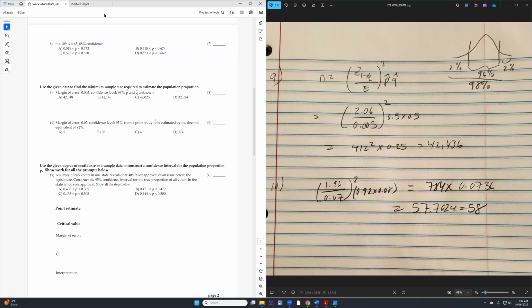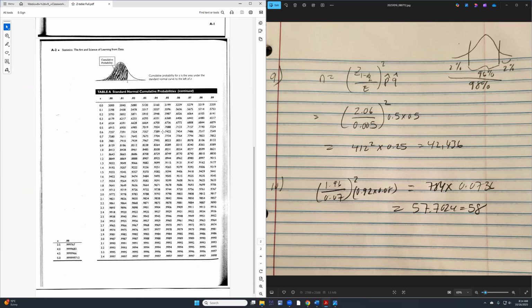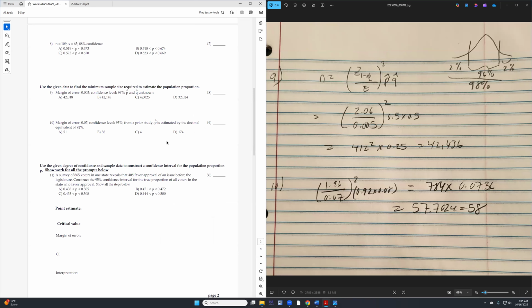So that's 98% there, and then I'd go to a table. This table shows you all the values, and what's in here is the cumulative distribution from left to right, as you can see from this nicely drawn picture. We want 98%, and I find 0.9803, which is pretty close. That's 2.06. That's what I put in here, right? So 2.06 divided by 0.005. That's my margin of error, because that's what the instructor said. She said the margin of error is 0.005, so that's the difference we're looking for.